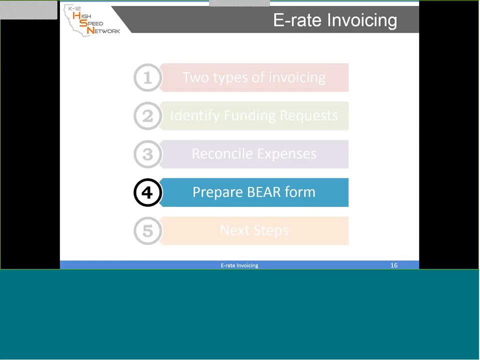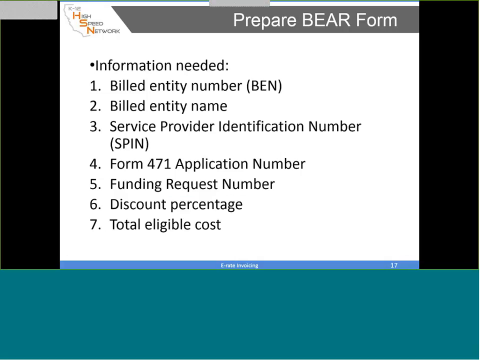So now that we've identified all of our eligible charges as well as the ineligible ones, we're ready to prepare our BEAR form. The information you're going to need specific to that form: your billed entity number, your billed entity name, service provider ID number, the 471 application number, your funding request, your discount percentage, and your total eligible cost.